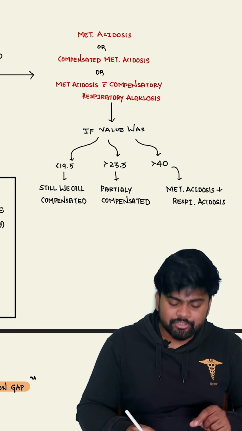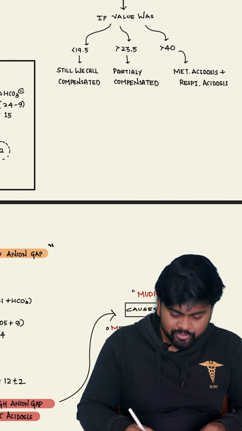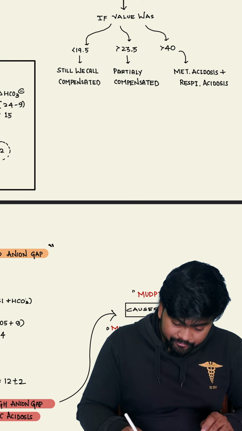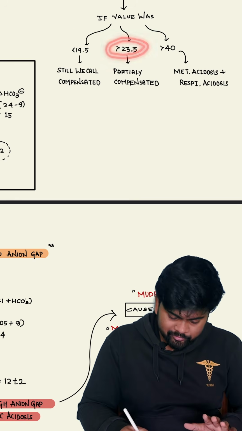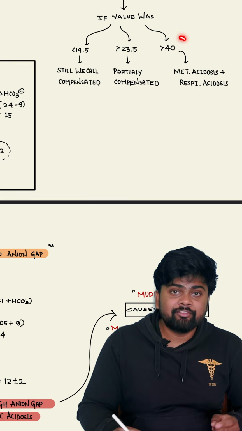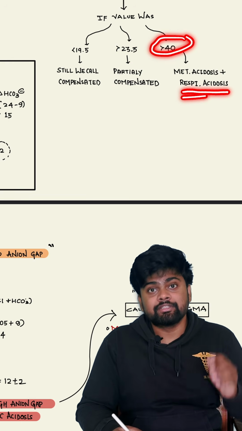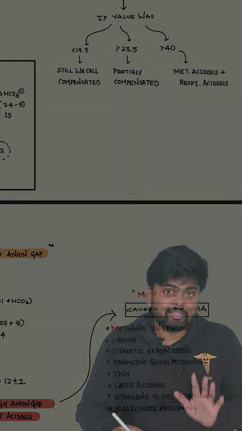Now assume if our ABG showed PCO2 is less than 19.5, we still will say it is compensated. If it is more than 23.5 but less than 40, we will say it is partially compensated. If it is greater than 40, we will call it respiratory acidosis, that is metabolic acidosis. Also we have respiratory acidosis also.